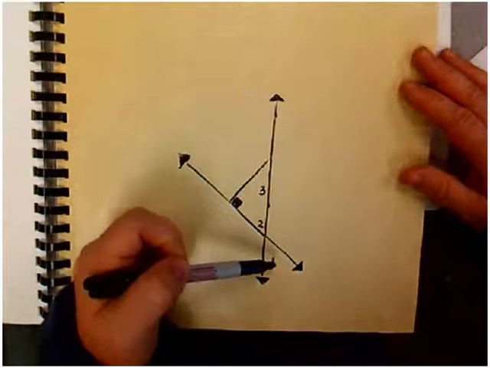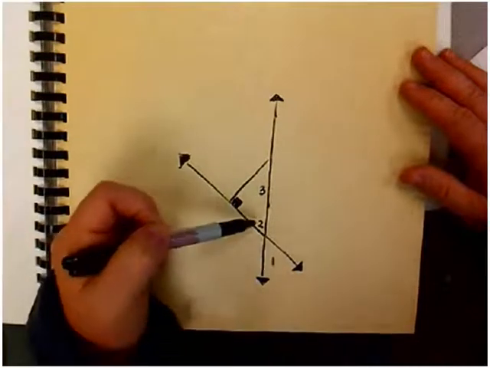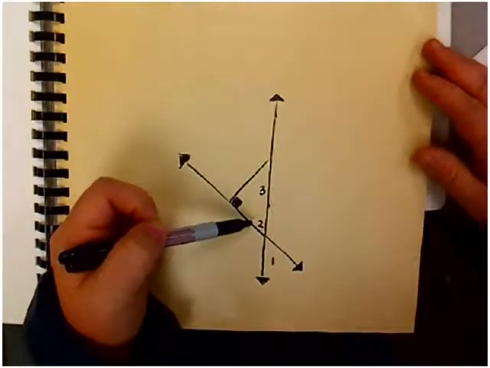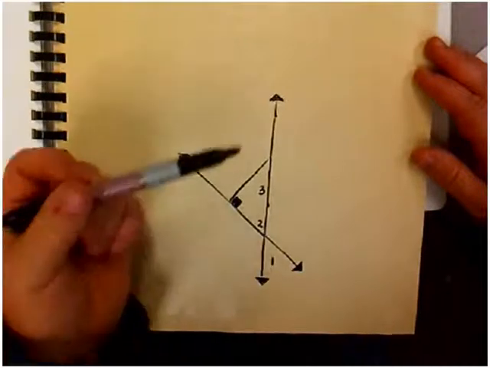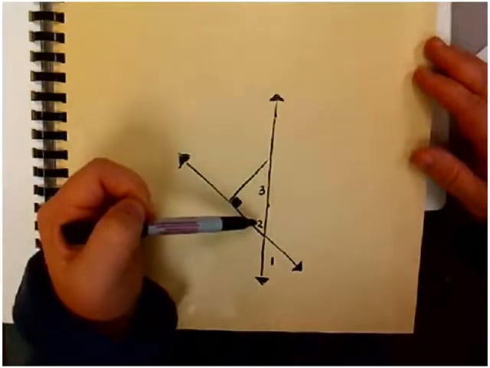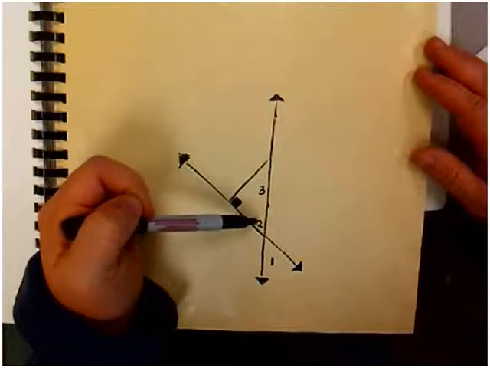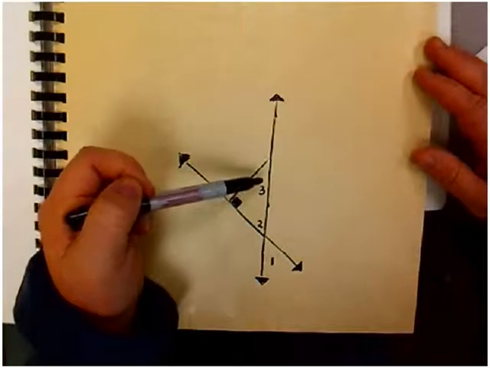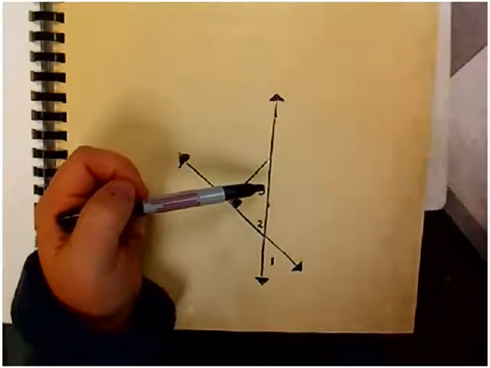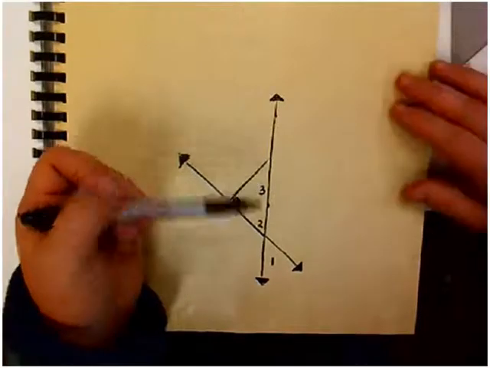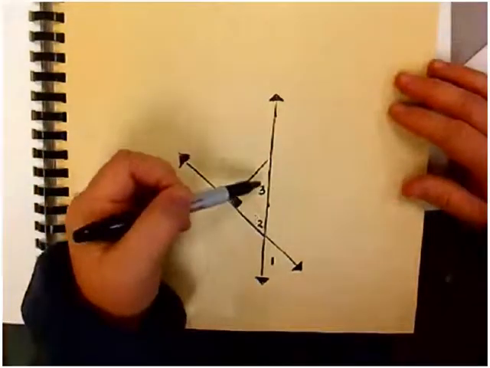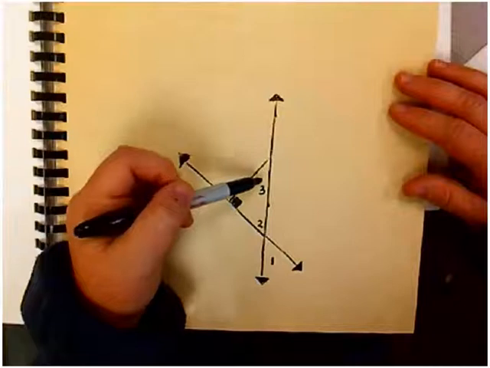So angle 1 is 51 degrees. What would that mean that angle 2 is? 51 degrees, right, based upon your vertical angle definition. And if angle 2 is 51 degrees, and we know that angle 2 and angle 3 are complementary, what is angle 3 going to be? 39. Excellent.